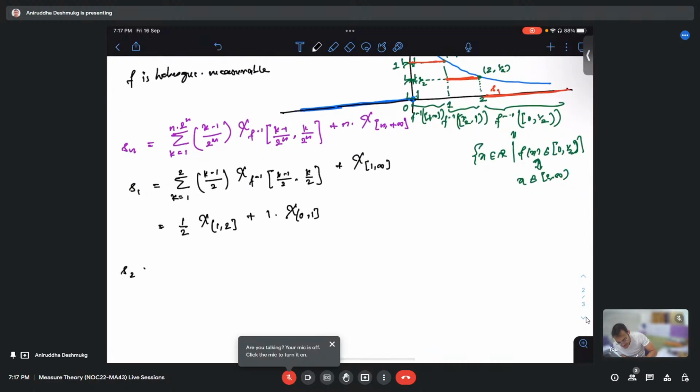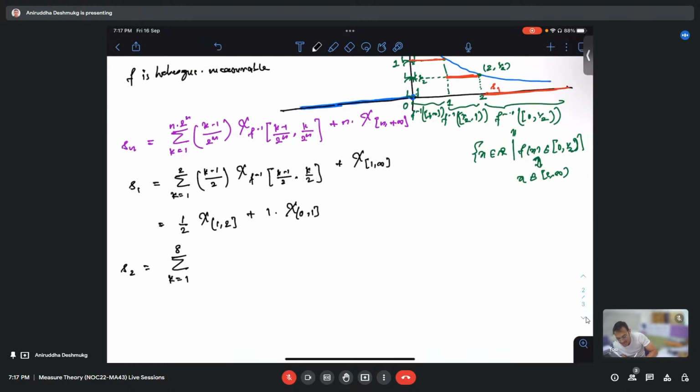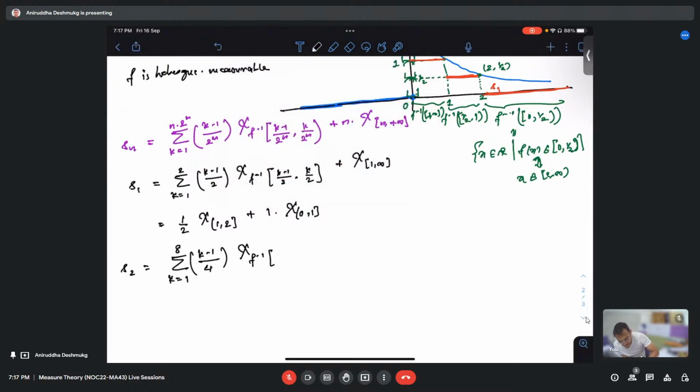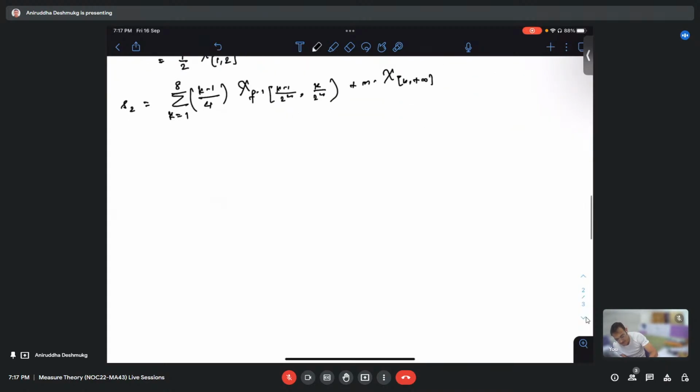What about S2? Let us try to write it. It will be from 1 to, now n is 2, so it is 8. As you can see, even at the second stage, we have divided the interval too much. From just 2 divisions, we have gone to 8 divisions. (k minus 1) by 4, chi of f inverse of (k minus 1) by 2 to the power n to k by 2 to the power n, plus n times chi of n to plus infinity.